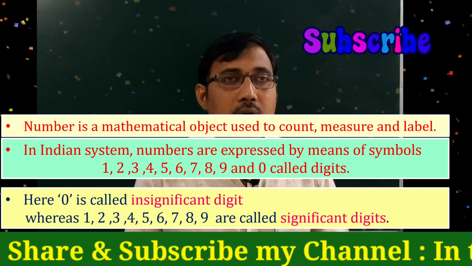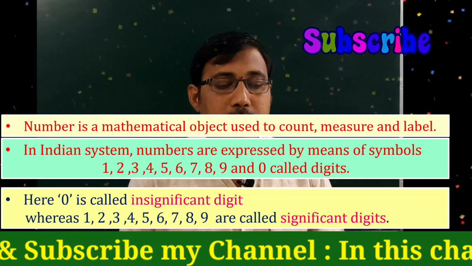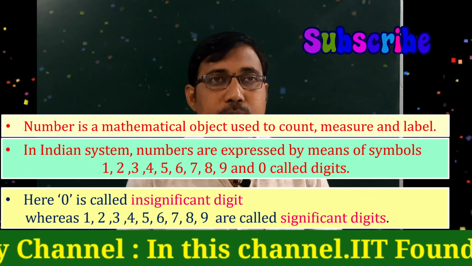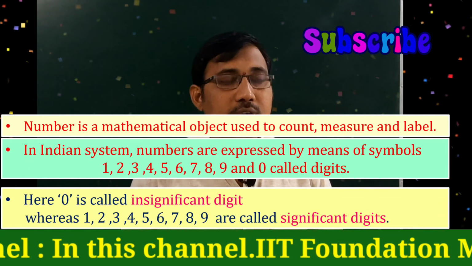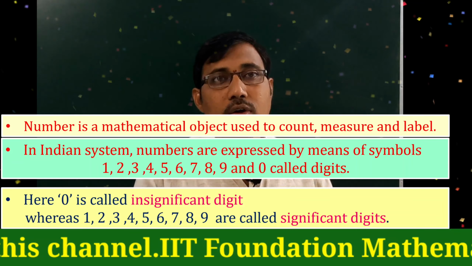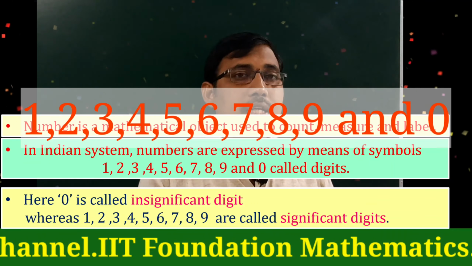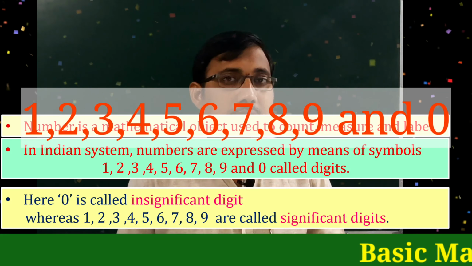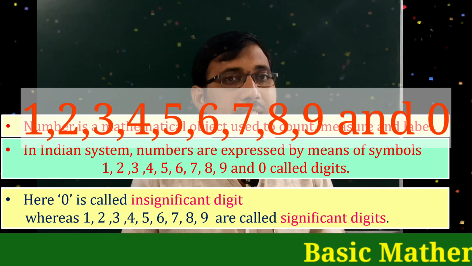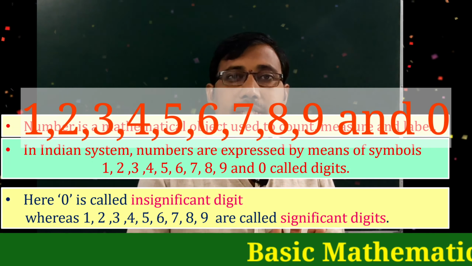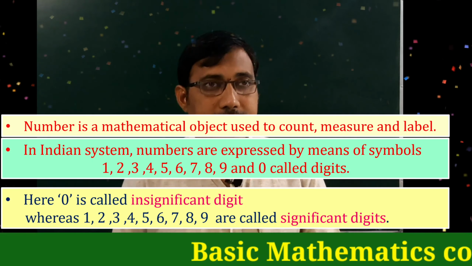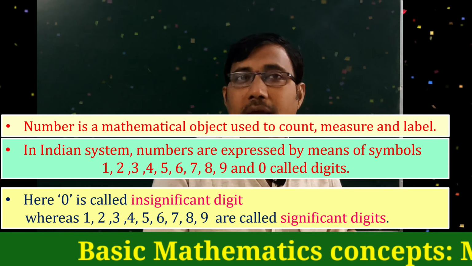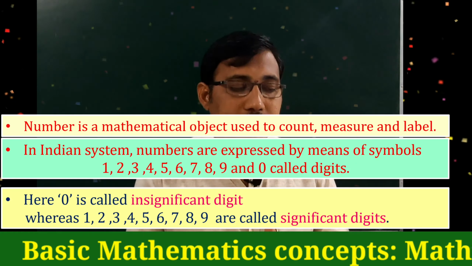In the Indian system or international system, numbers are expressed by means of symbols. Observe here: 1, 2, 3, 4, 5, 6, 7, 8, 9 and 0. These are called digits. Here 0 is called the insignificant digit and the remaining digits, 1 to 9, are called significant digits.